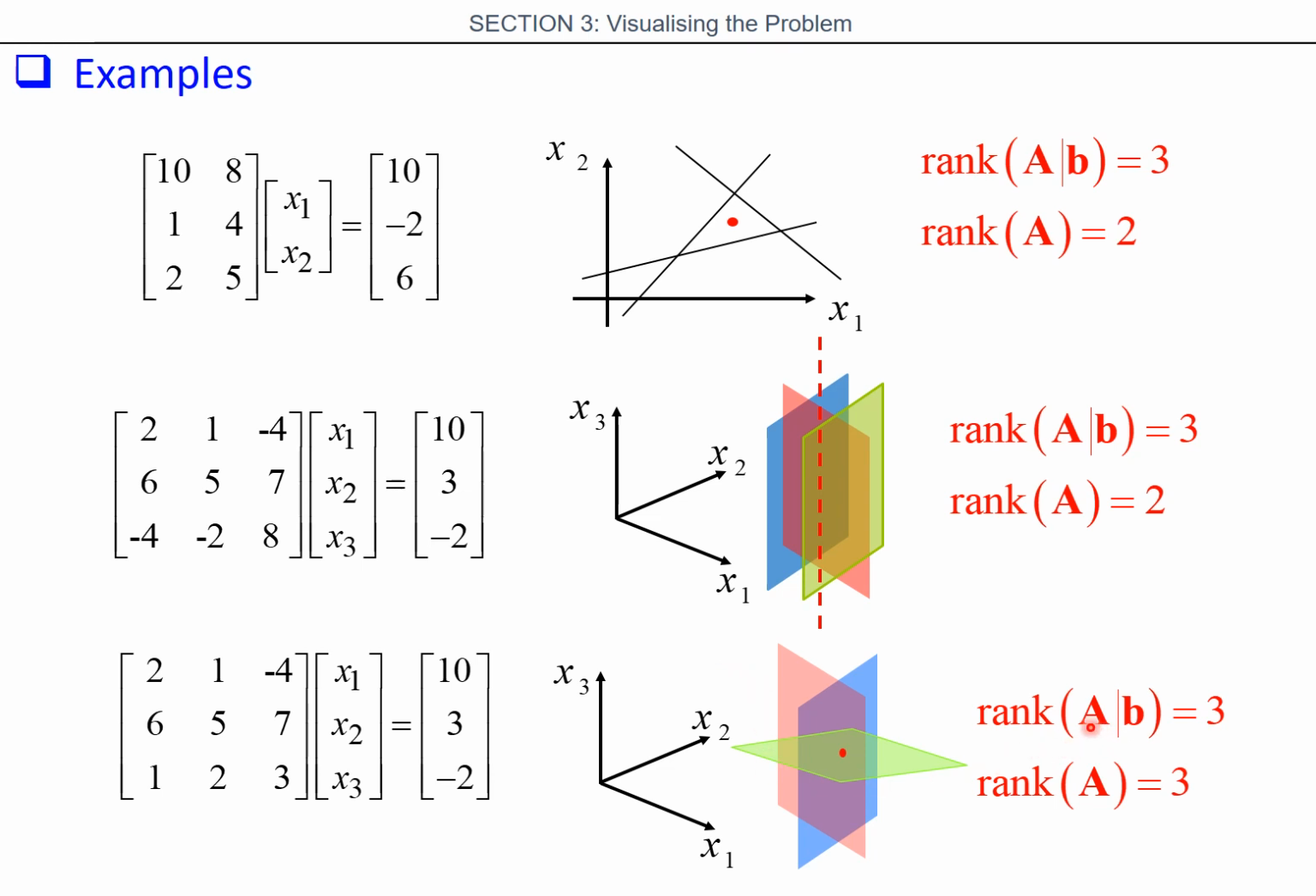And in this case, the rank of the augmented matrix and the rank of A are both equal to 3, so it means it's consistent. And since this is full rank, it means there's a unique least squares solution. So those are just 3 examples summarizing what we've already learned.